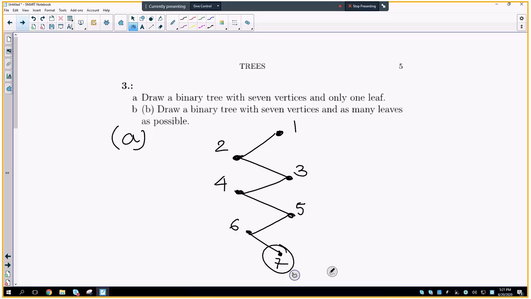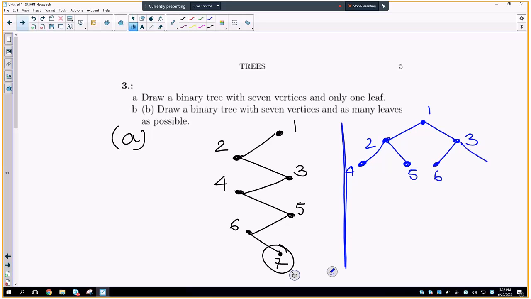The second question is asking me to find a binary tree with 7 vertices and as many leaves as possible. Remember, you will get a full binary tree with the maximum number of leaves. So I will do the same thing. 1 will have 2 children, and call them 2 and 3. Both 2 and 3 will have 2 children each: 2 will have 4 and 5, and 3 will have children 6 and 7. So this is the situation with 7 vertices where we have 4 leaves, and that's the maximum number of leaves possible in a binary tree. Which answers our question, and we're going to stop this lecture here.